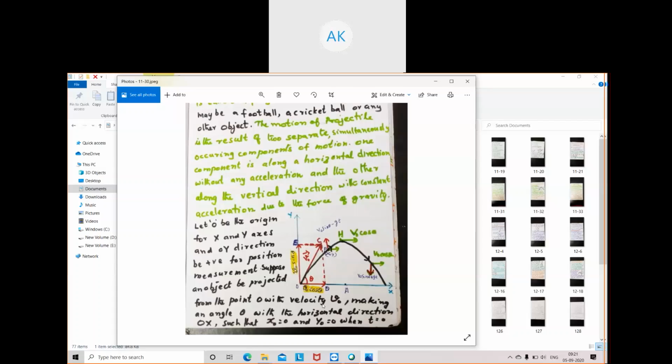How will you find these components? You just draw perpendiculars to both the axes. Please children wait.